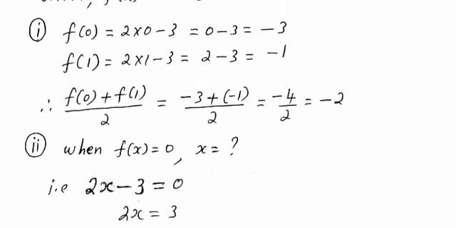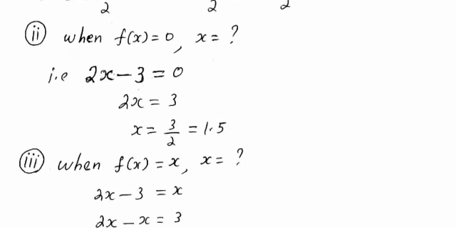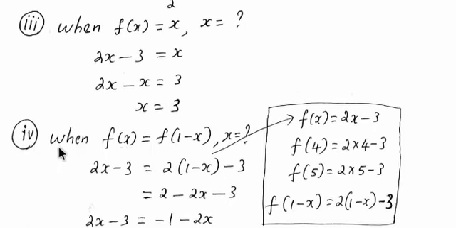Then the fourth one. What is the fourth question? Find x such that f of x is equal to f of 1 minus x. Here this equation is given. That equation can be taken in the fourth one. When f of x is equal to f of 1 minus x is given, then find out the value of x. Here also we can substitute the value of f of x. 2x minus 3 is equal to, here what's the value of f of 1 minus x? How can we find it out?